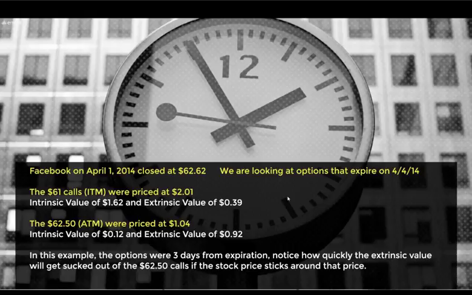Now, if we look at the at the money options, those were priced at $1.04. The intrinsic value on that is 12 cents, and the extrinsic value is 92 cents. In this example, the options were 3 days from expiration because these are weekly options. And notice how quickly the extrinsic value will get sucked out of the 62.50 calls if the stock price sticks around that price. We'll look at that on the other slide.